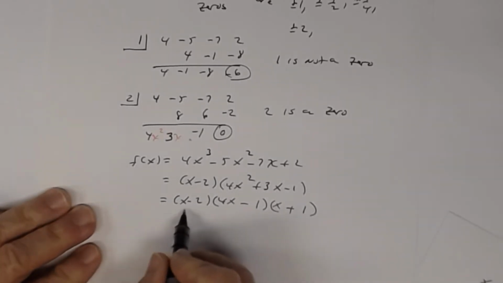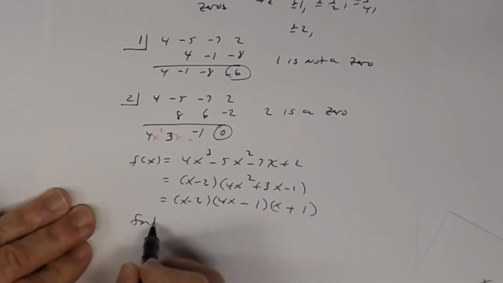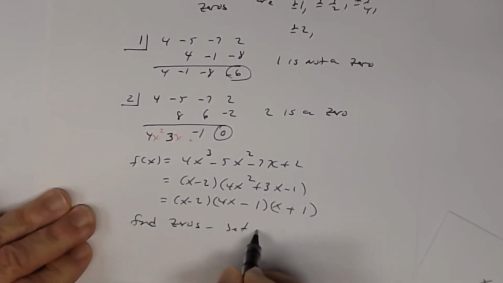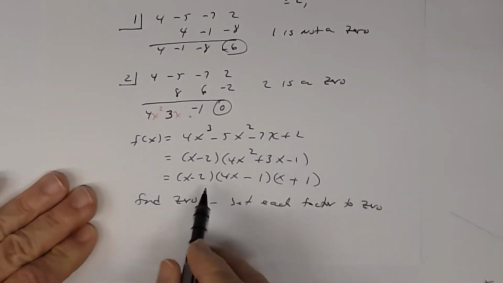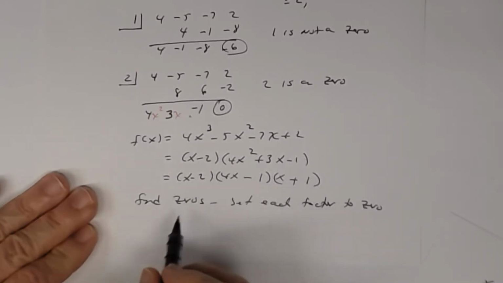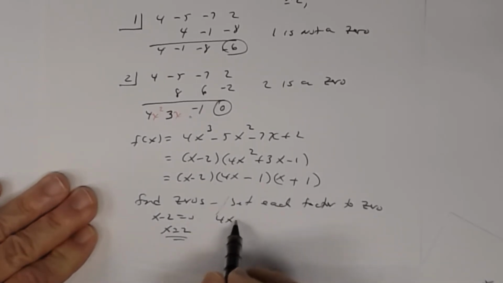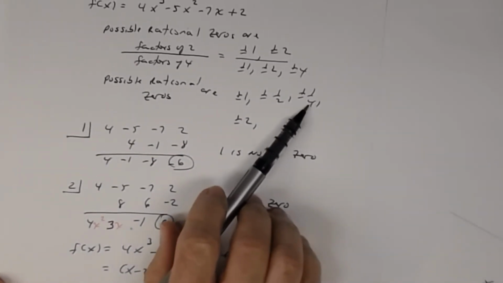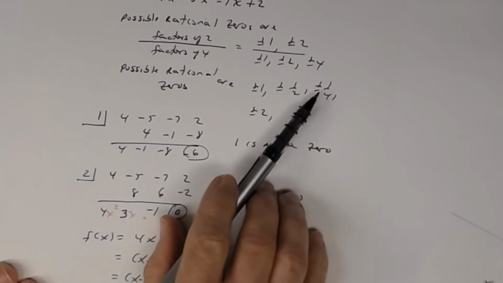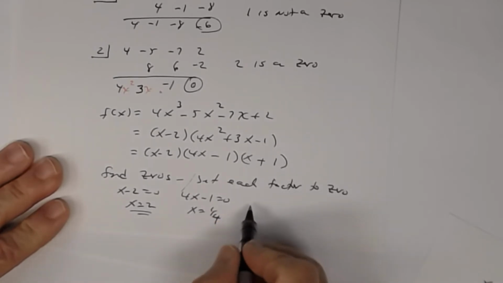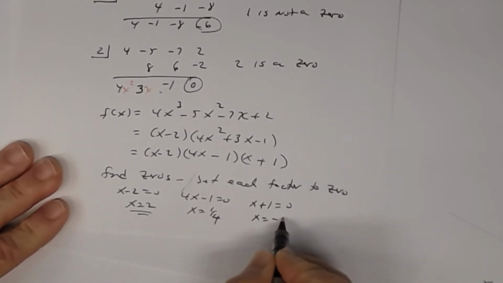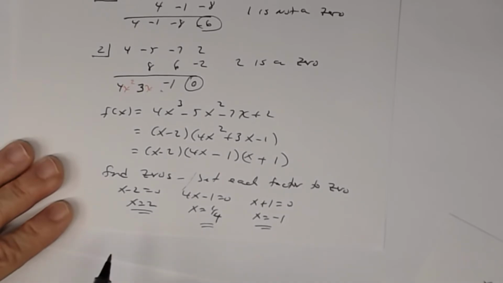And so now, to find your zeros, set each factor equal to 0. We already found one, right? So one of them is 2. That's this one right here. So x minus 2 equals 0, so x is 2. There's one of them. 4x minus 1 equals 0, so x is 1/4. And that was this one right here, right? That was 1/4. Most students would not go to this one to try it. They navigate to the integers. And then x plus 1 equals 0, so x is negative 1. So there's the other one. So those are your three rational zeros.